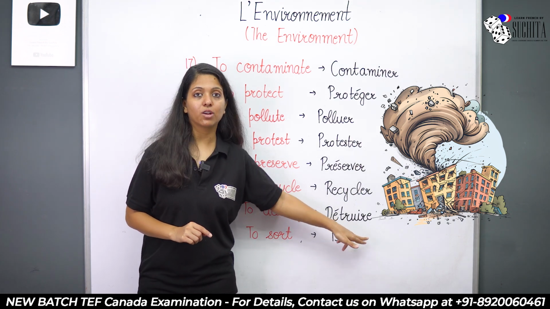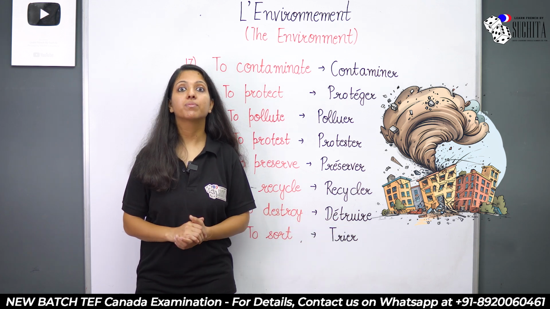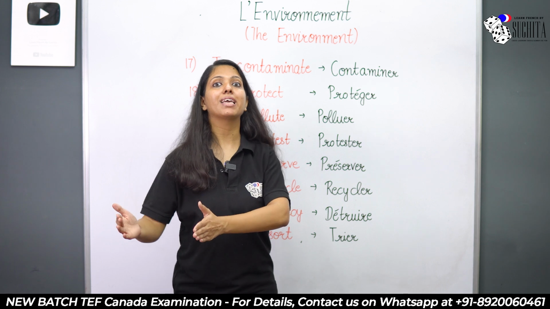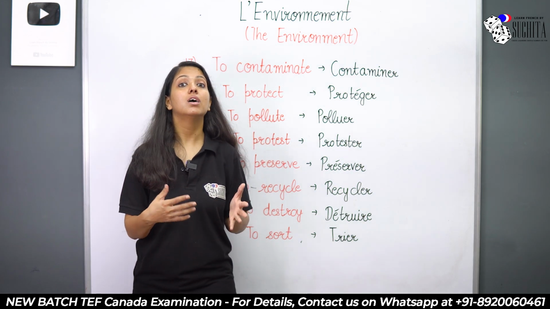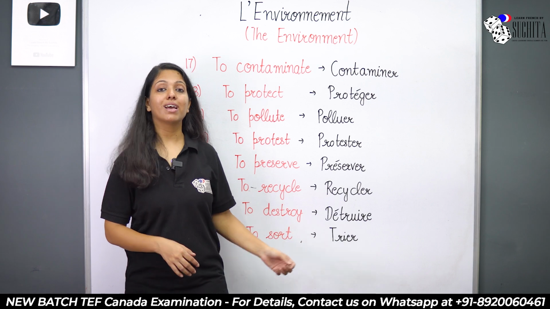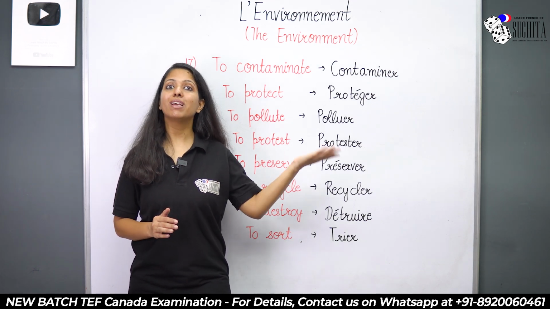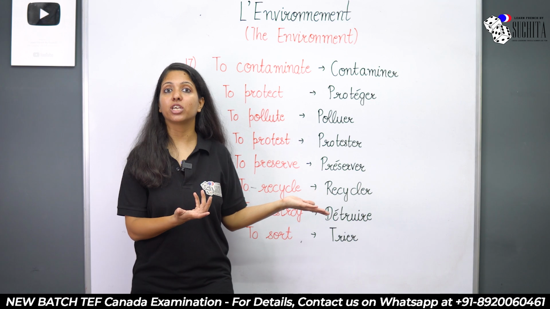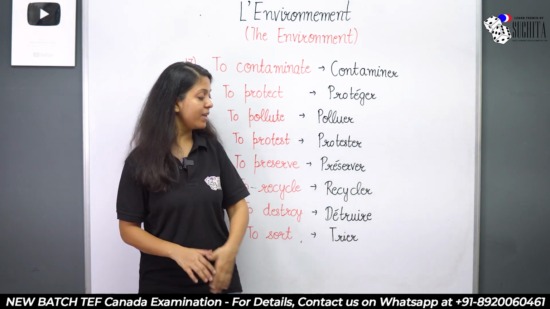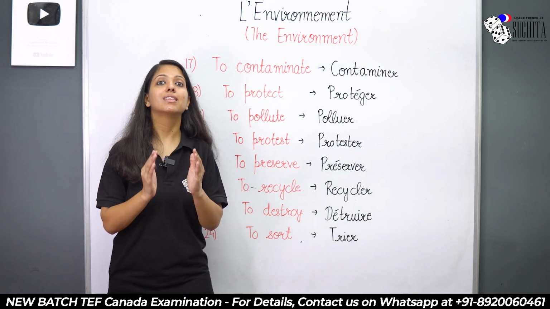Now, this is not an ER verb. This is an RE verb. So, this is détruire. The next one is to sort. When you sort something by category, let's say if you want to sort the waste by category, to sort is known as trier. The waste or the garbage was known as déchets. So if you want to say sorting the garbage, you will say trier les déchets. To sort is known as trier.